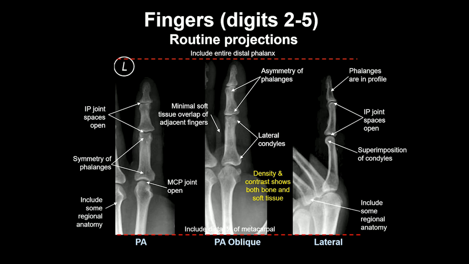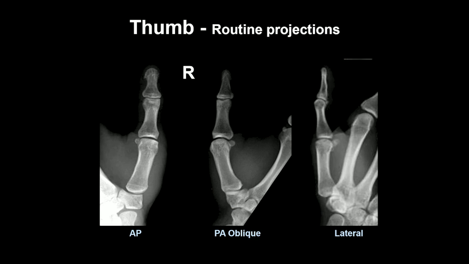Then for the oblique, you want to look at asymmetry of phalanges, and also include the distal metacarpals. On the lateral view, the phalanges should be in profile with the interphalangeal spaces nicely open, and superimposition of the condyles, and again include some of the regional anatomy.